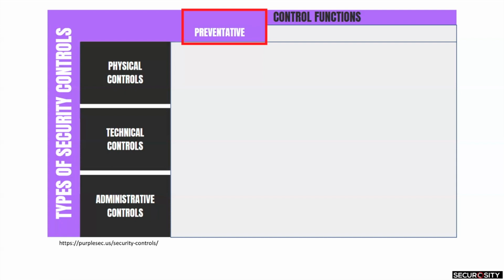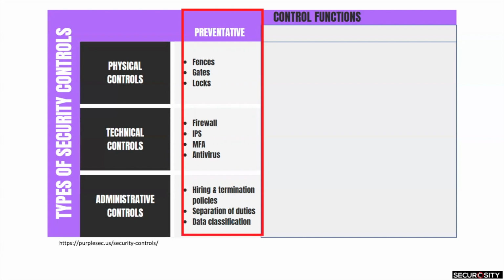Let's see how the control functions and the security controls work together. For example, for physical controls, we would use locks to prevent people from entering the server room or ID badges to get into the building. For technical controls, we would implement a firewall to block malicious IPs, patching, hardening, access controls, and encryption. And then for administrative controls, we would implement hiring policies such as background checks, and data classification.